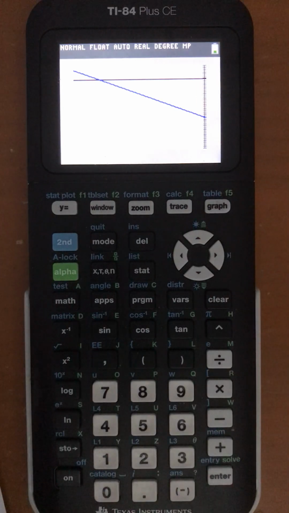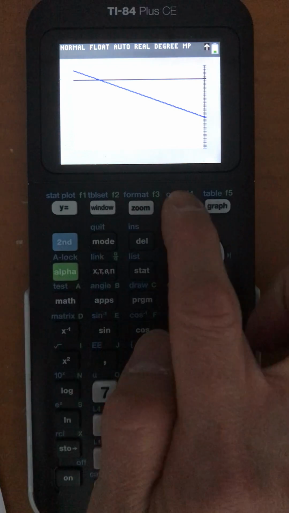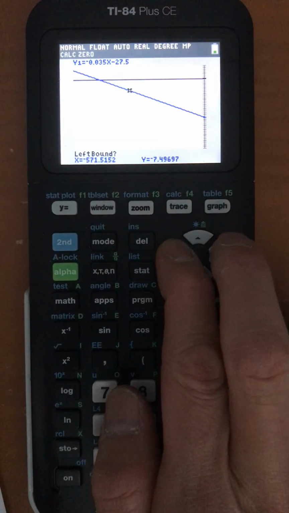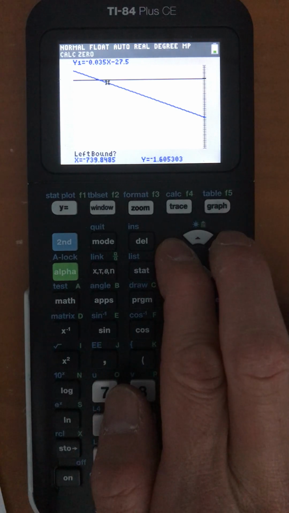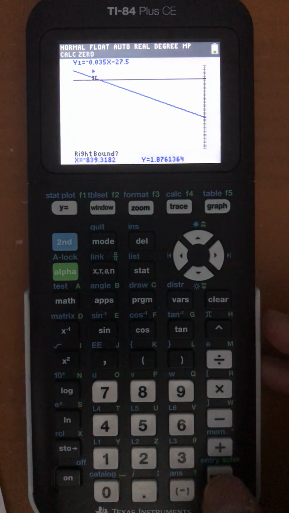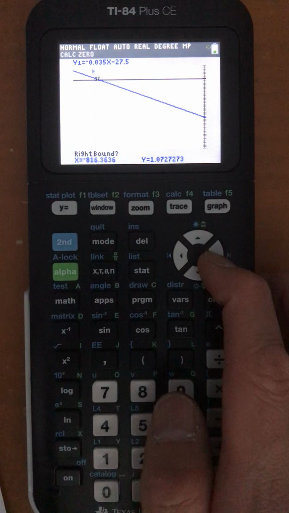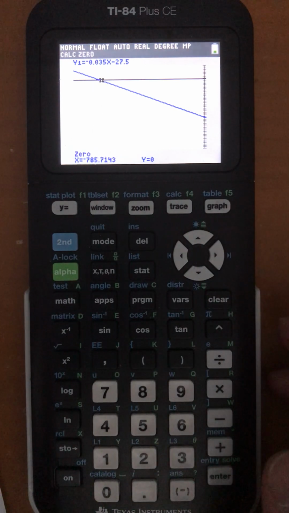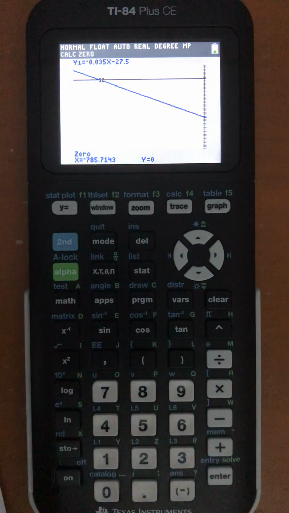Okay, use your graphing calculator to determine the x-intercept of the graph. So second, trace, go to 0. I need the left bound, so go to the left of the x-intercept. Go to the right of the x-intercept, press enter for guess, and then so the x-intercept is negative 785.7143.